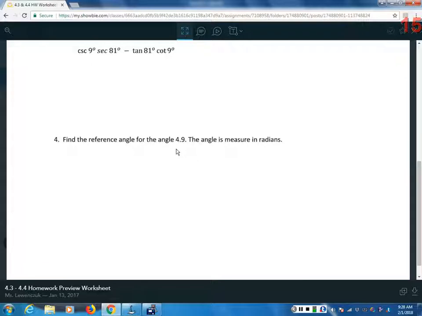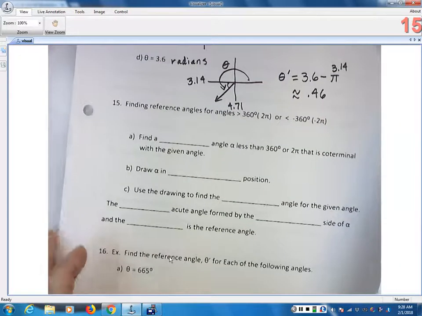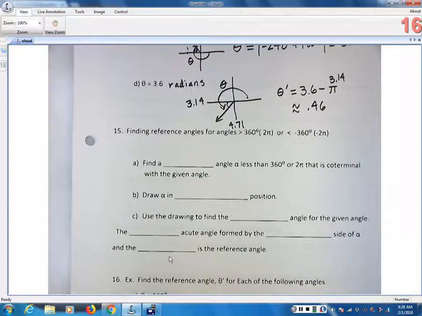So, finding a reference angle, we're going to be doing some examples like that today. All right? Okay, so our test is Thursday, so that gives us some more time to get this down. Thank you for working so hard on these worksheets. I know it's a lot, but I'm just glad that most of you are turning them in. So. All right.